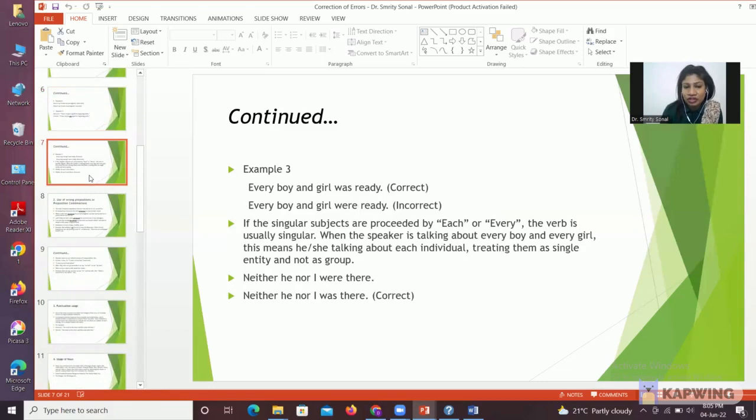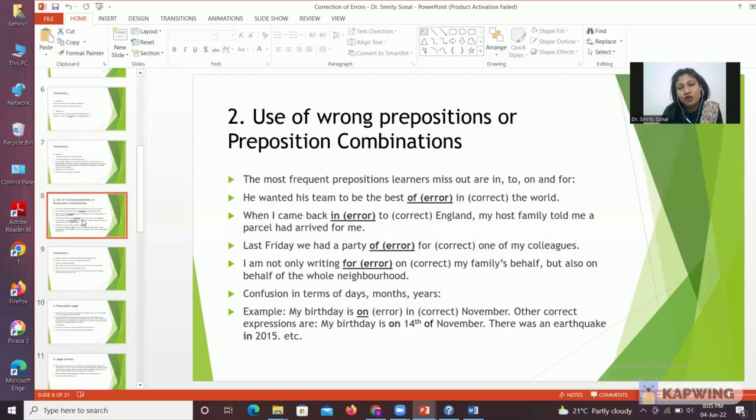Similarly, we have a few more examples here. And now we will move on to the second category, that is the use of wrong preposition or preposition combination. Now we have certain prepositions that are used in combination with a few words, and when used together, they are grammatically correct. Sometimes we pair up a wrong preposition with some words and it results in an error in your usage of English grammar.